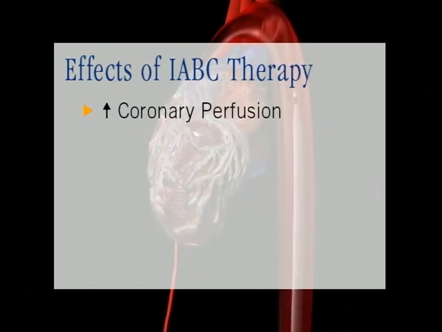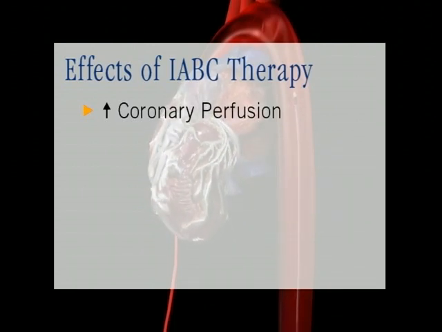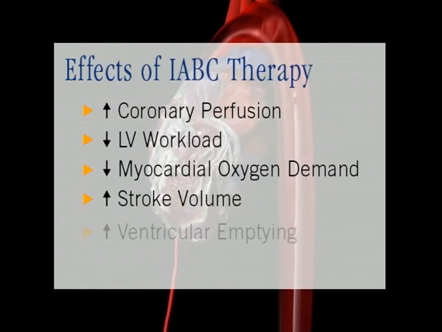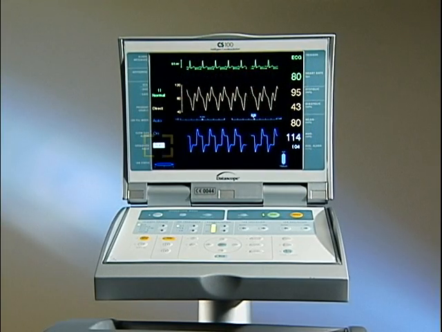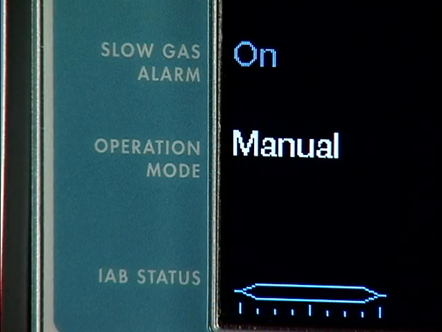While coronary blood pressure is increased during diastole, blood pressure during the systolic phase of the cardiac cycle is decreased, and the workload on the left ventricle is correspondingly reduced. Precisely synchronized IAB inflation reduces myocardial oxygen demand, increases stroke volume, improves ventricular emptying, and results in an overall improvement in cardiac output. The CS100 has 3 operation modes: auto, semi-auto, and manual.